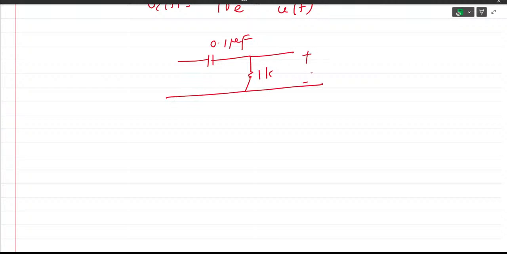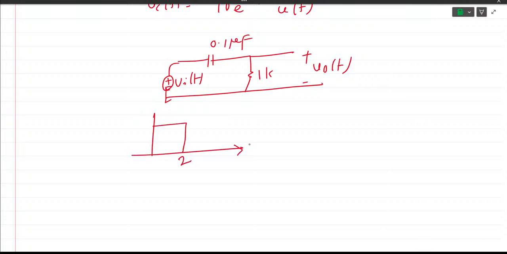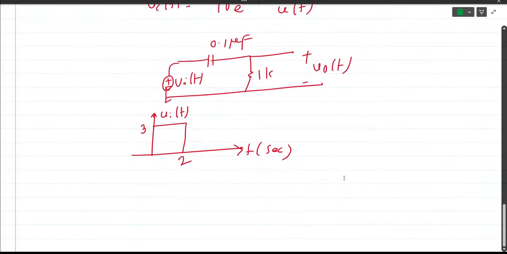Suppose you have a circuit like this. You have been given 1 kilo ohm, 0.1 microfarad, this is your v0(t), and you have applied a vi(t) input, but they have given that vi(t) is like this. Find the v0(t).